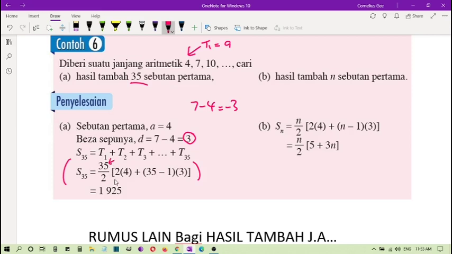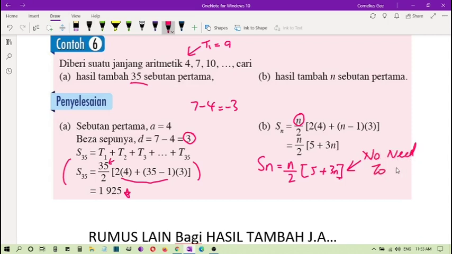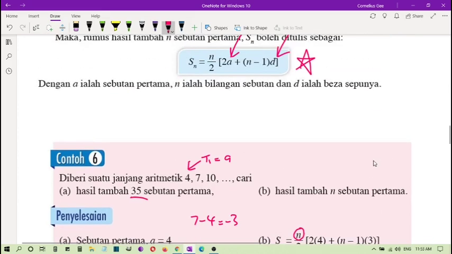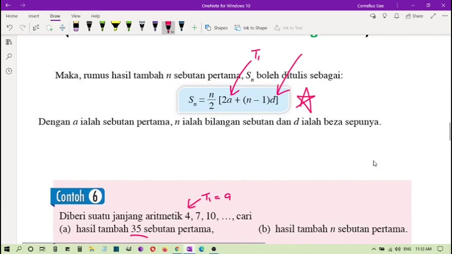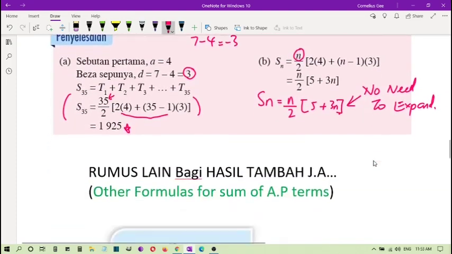Then you get to find the hasil tambah n sebutan. Kalau n sebutan, kita hanya gantikan n dengan n saja, dan jawapannya dalam sebutan n juga. Alright, so we don't need to expand. No need to expand, just leave it here. So that is the equation for the sum of an AP or JA.